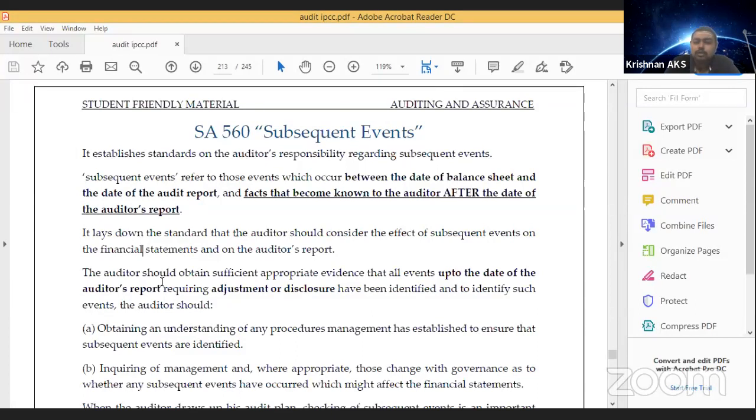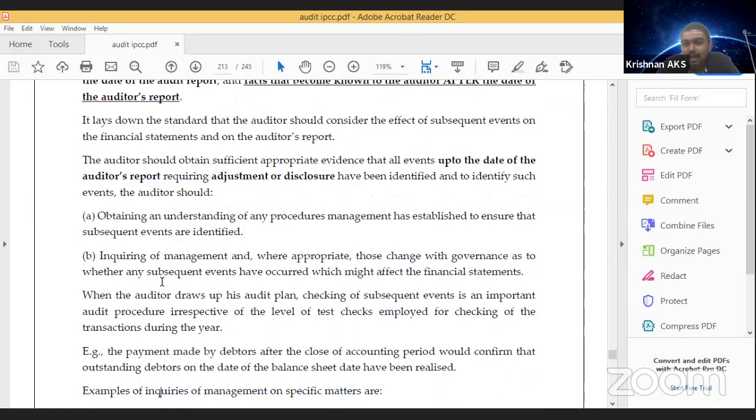Now, what are the 2 things? One is called an adjusting event, another one is called a non-adjusting event. For example, if a fire happened after 31st March, this may not be an adjusting event because the fire has no traces as on 31st March. But if the same fire affects the going concern of the company after 31st March, then it is an adjusting event. A non-adjusting event requires only disclosure. This is the only thing.